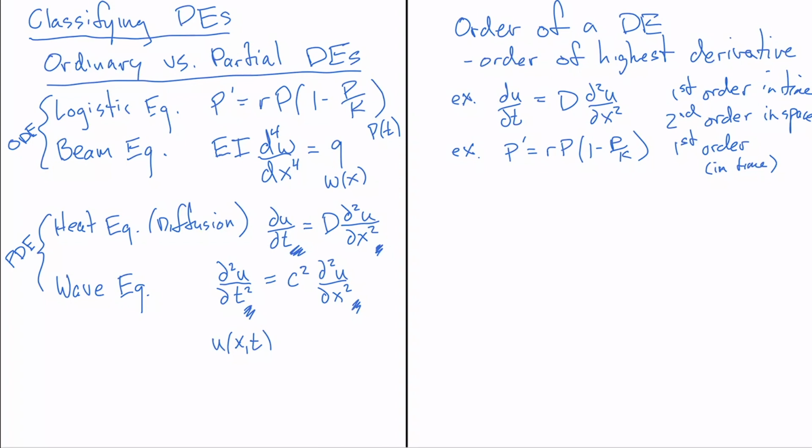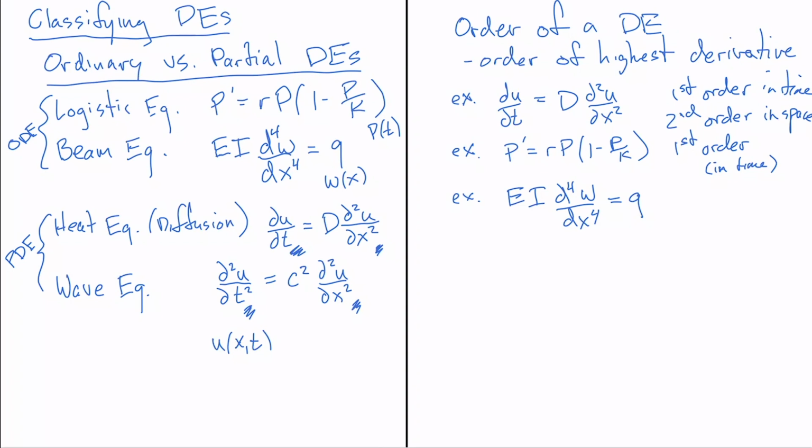So let's see, I want to just give you a minute to think about this. What is the order of the beam equation? So EI d^4 w over dx^4 equals q. And here, q and EI are just parameters, so they're just fixed. Actually, it doesn't really matter. The order of this will be the same either way. So I'll give you a second to think about that and commit to an answer in your head.